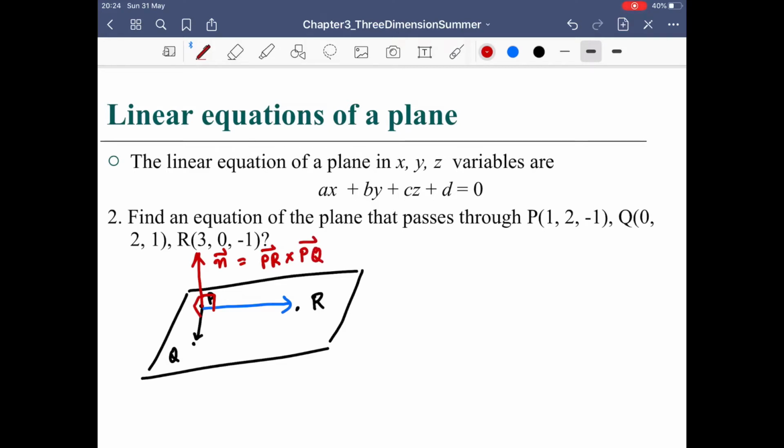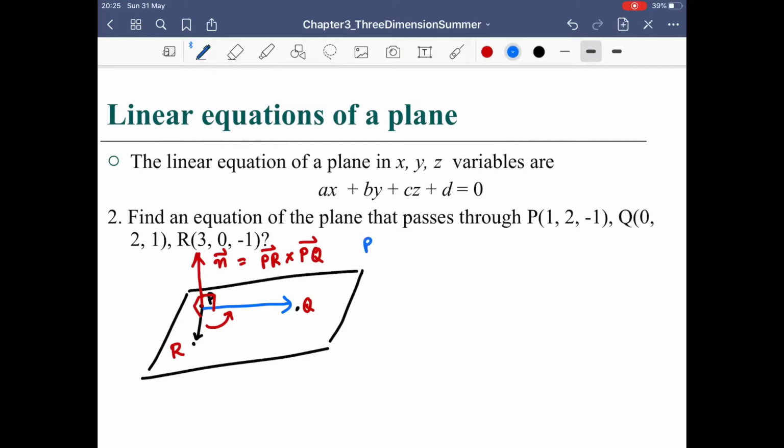If you do PR cross PQ, then from the right hand rule, your normal will point downward, so let me change it a little bit. This one will be Q, this one will be your R. Then for PR cross PQ, now your normal is pointing upward. But you don't really need to get the right direction. This will be good enough, because roughly speaking your normal vector will be the cross product between these two.